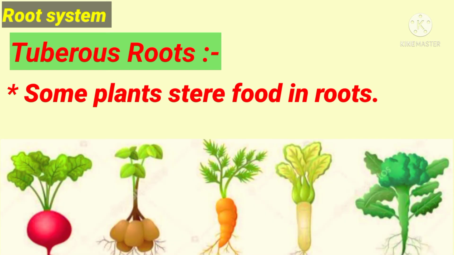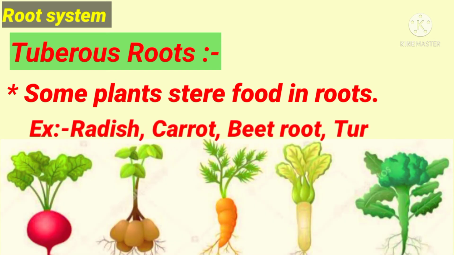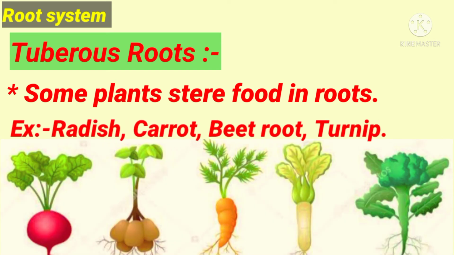Tuberous roots. Some plants store food in the roots. Examples: radish, carrot, beetroot, turnip. These roots bulge out and are called tuberous roots.